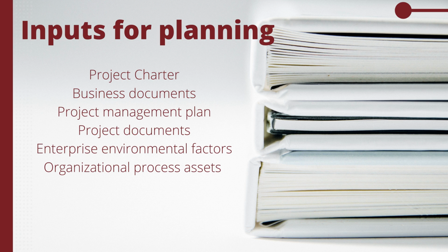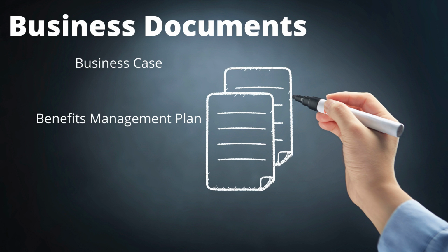Now, let's move on to the input section for the plan process. Inputs for the plan process are the following: project charter, business documents, project management plan, project documents, enterprise environmental factors, and organizational process assets. Business documents, particularly business case and benefits management plan. The business case focuses on the procurement strategy and needs to be aligned to ensure the business case is valid, whereas the benefits management plan describes when specific project benefits are expected to be available. This will drive procurement dates and contract language.